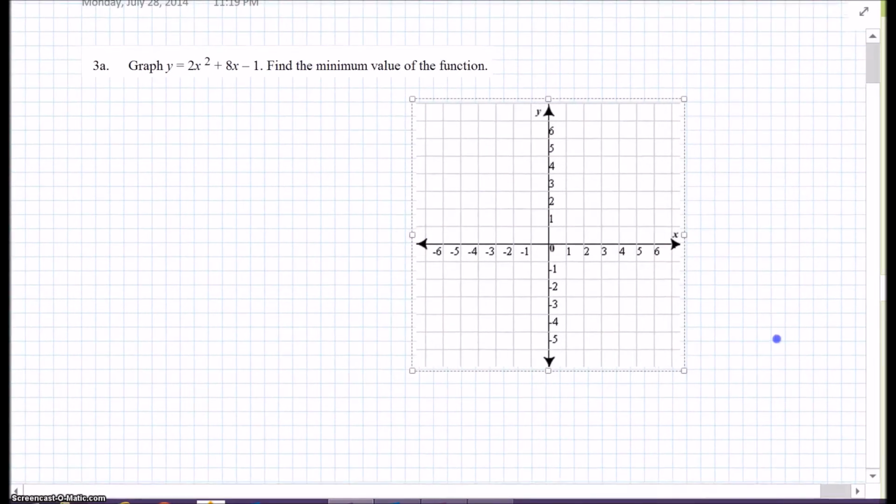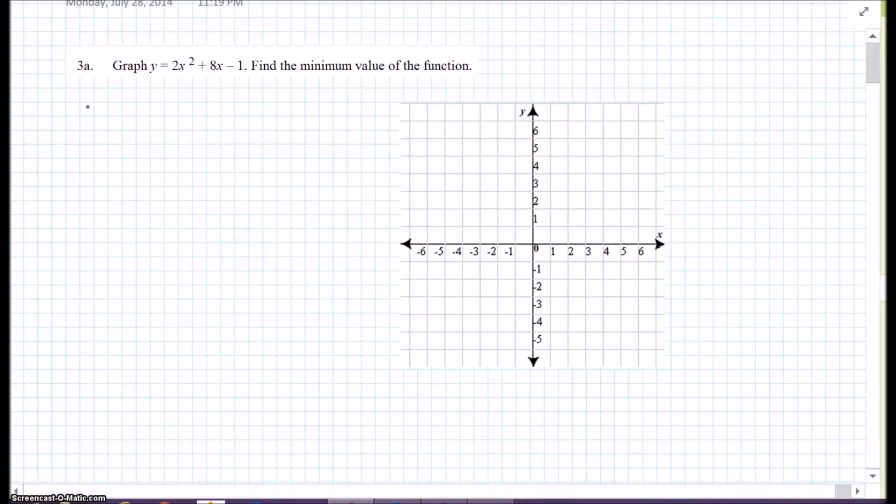So let's start. The first thing to do is get our a, b, and c values. Our a is 2, our b is 8, and our c is negative 1. So the x value is negative b over 2a, which would be negative 8 over 2 times 2. So my x value is going to be negative 2.